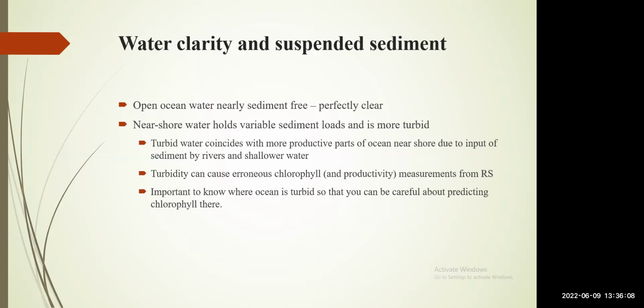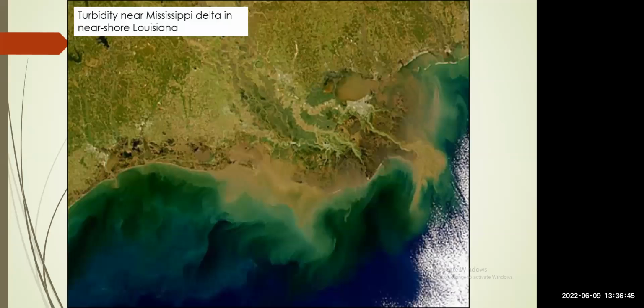Water clarity and suspended sediment: open ocean water is nearly sediment free, perfectly clear. Near-shore water shows variable sediment load and more turbidity. Turbidity of the water coincides with the more productive part of the ocean near the shore, due to input of sediment from rivers. This is one example of turbidity near the delta in the nearshore area, where we have high turbidity.